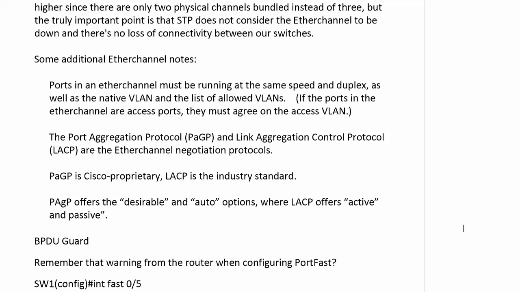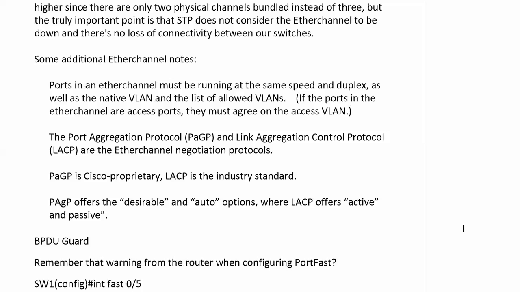Now, as far as those EtherChannel negotiation protocols go, we have PAgP and LACP. I'm just going to tell you a little bit about these, and I'll show them to you on the live equipment. These are your 2 EtherChannel negotiation protocols. PAgP, the Port Aggregation Protocol, is Cisco proprietary, where LACP is the IEEE standard or the industry standard. PAgP offers the desirable and auto options, and LACP offers active and passive.